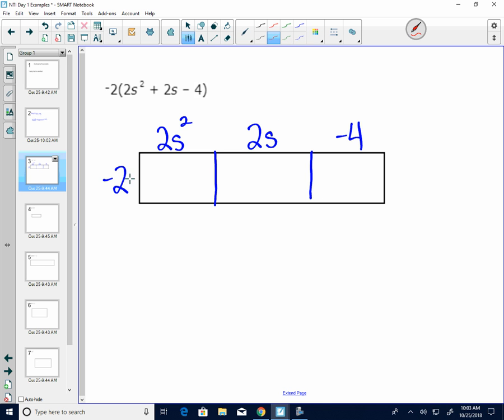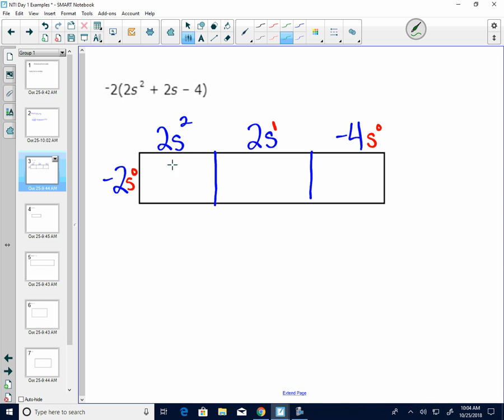And I write those 3 terms along the top. What I have to remember here is this is 2s to the 0 power, because anything that's just a number, anything to the 0 power is just 1. So negative 2 times 1 is just the negative 2. This is understood to be a power of 1. And then this one is s to the 0 power.